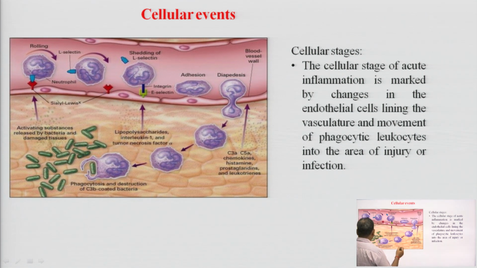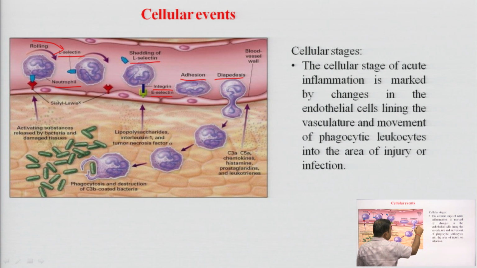Now, come to the diagram, that is rolling. Neutrophil, L-selectin is there. Shedding of L-selectin, integrin will help to fix with the L-selectin, then adhesion, then this is diapedesis.